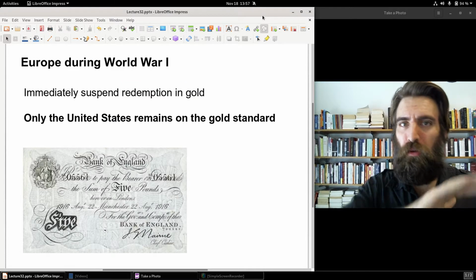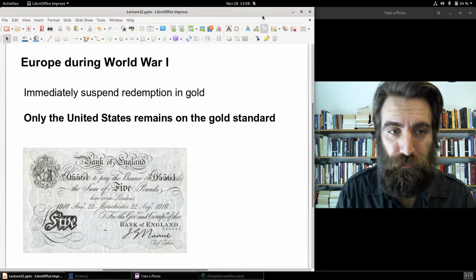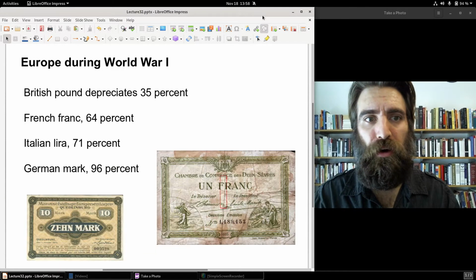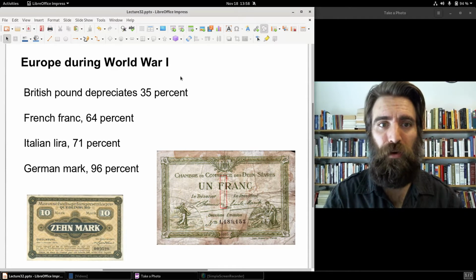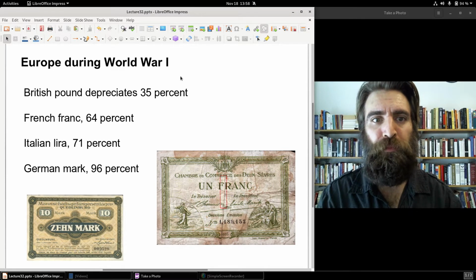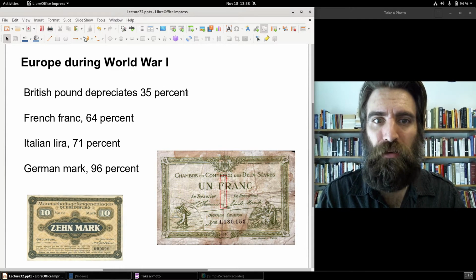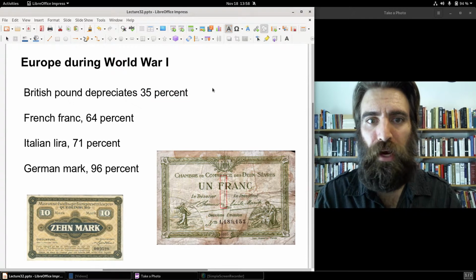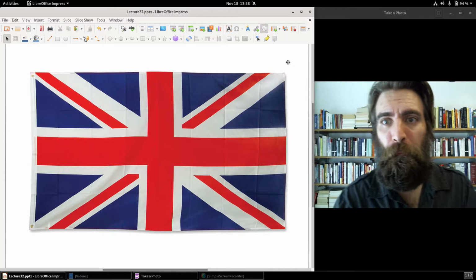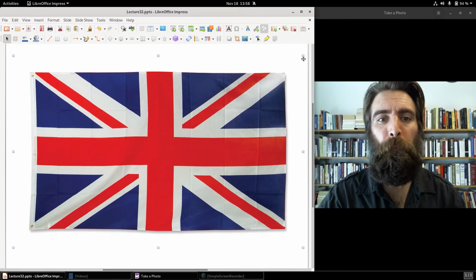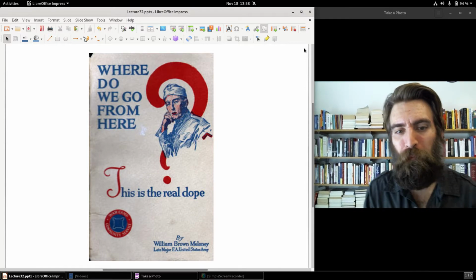Now, you'll recall during World War I, again, all European nations left the gold standard. Only the US remained on the gold standard. And basically what we have is this collection of fiat paper currencies that have depreciated in value. The British pound fares the best, but the pound still declined by about a third in value. So there's the Union Jack, victorious in the war, but where do we go from here?